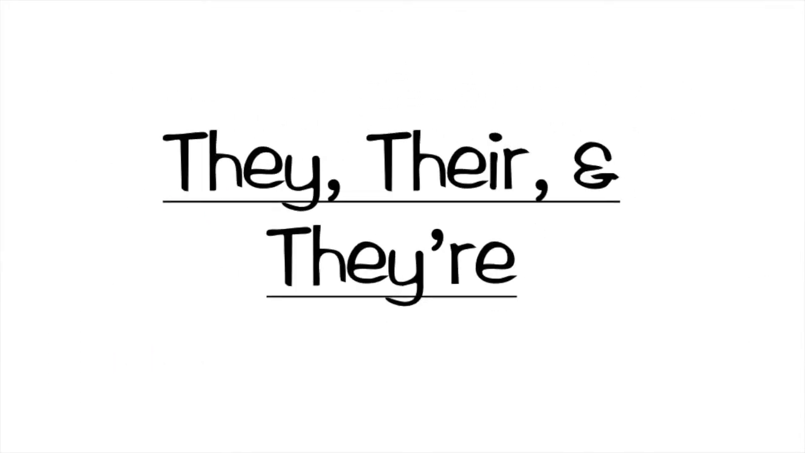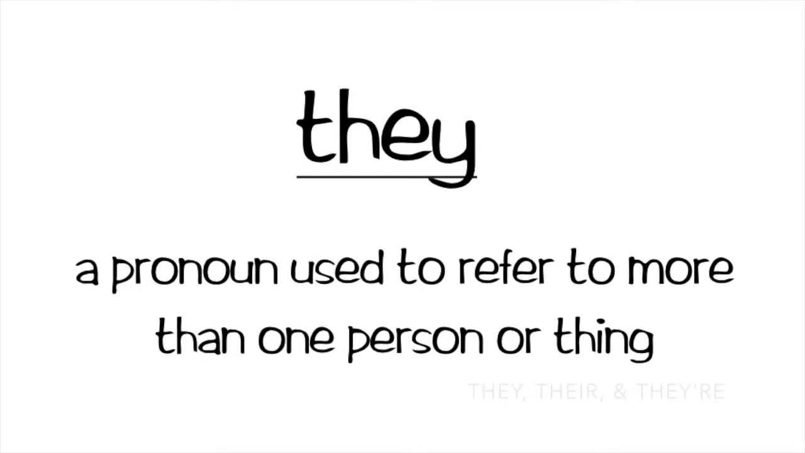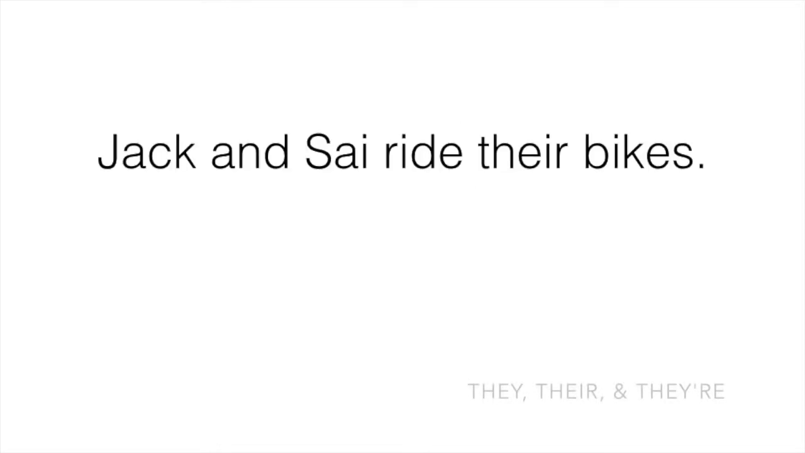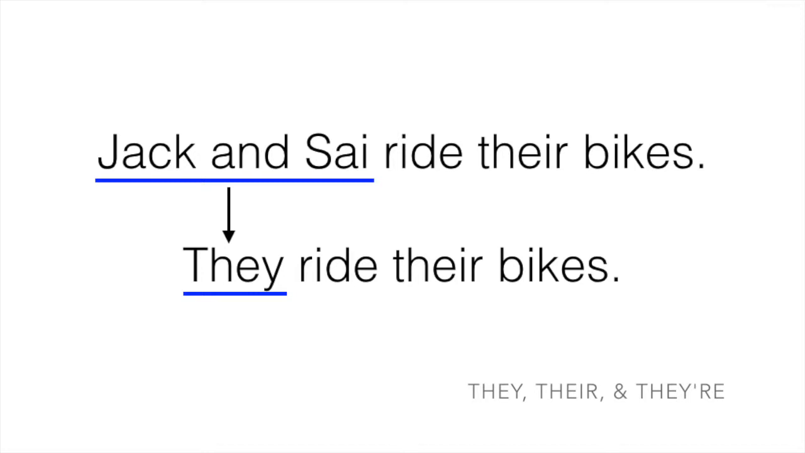Next, we have they, their, and they're, where the student will learn to use each in its proper context. First, we have they, which is a pronoun used to refer to more than one person or thing. In an example, Jack and Cy ride their bikes. So since we're talking about 2 people, we can replace Jack and Cy with the pronoun they. So by changing the names Jack and Cy to the pronoun they, the sentence does not change meaning. Jack and Cy ride their bikes becomes they ride their bikes.